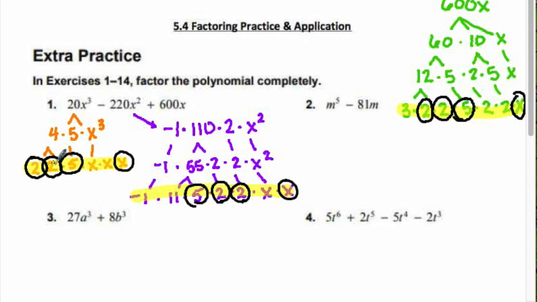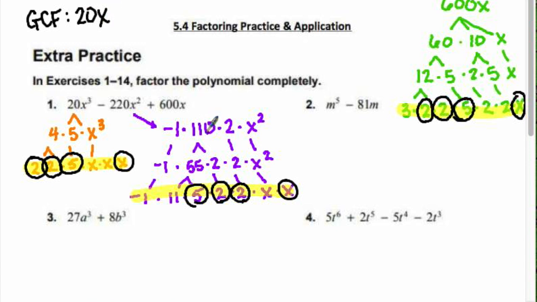So the stuff that is circled would be the GCF, right? That's what they have in common. It would be the greatest common factor. So 2 times 2 is 4, and 4 times 5 is 20, and then 20 times X. So my GCF for this one, sorry, there's not a lot of room there, is 20x.